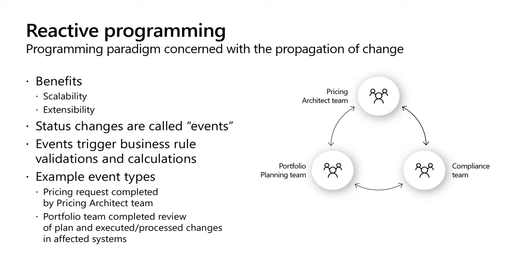So in this scenario, anytime we have got a status change, these are called events. Events basically trigger all the business rule validations and calculations in our scenario. Some of the sample event types that we have been discussing so far is, hey, pricing request complete by pricing architect team and portfolio planning team complete the review of plan and execute or process changes in affected systems itself. Couple of benefits of reactive programming are scalability and extensibility. There is a Reactive Manifesto readily available. If you're not aware of it, I recommend having a read at Reactive Manifesto. It actually explains a lot of benefits that you actually get when you use reactive programming for systems integration itself.